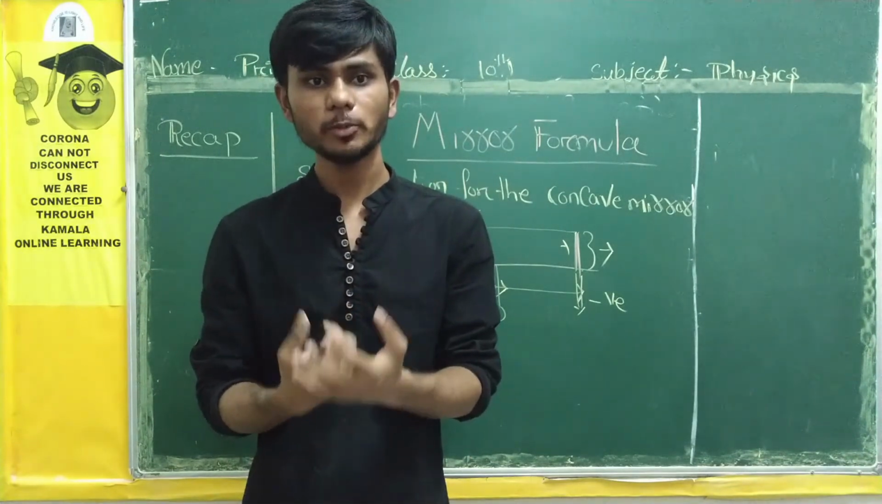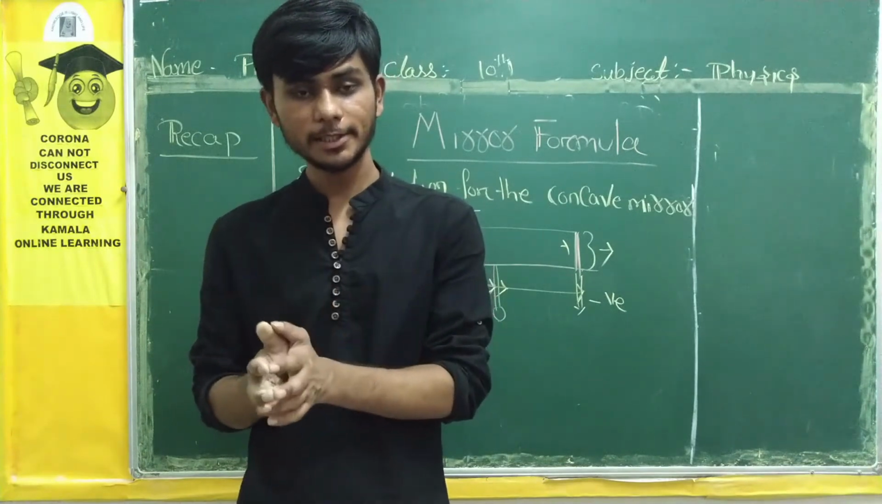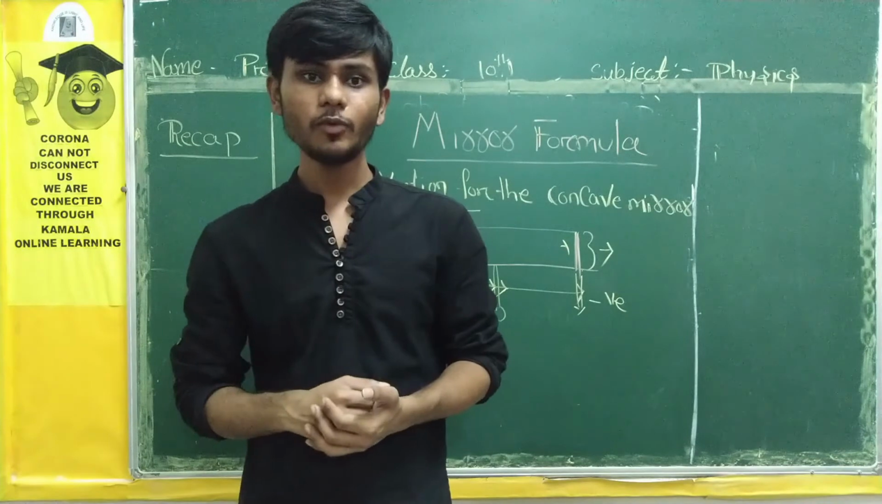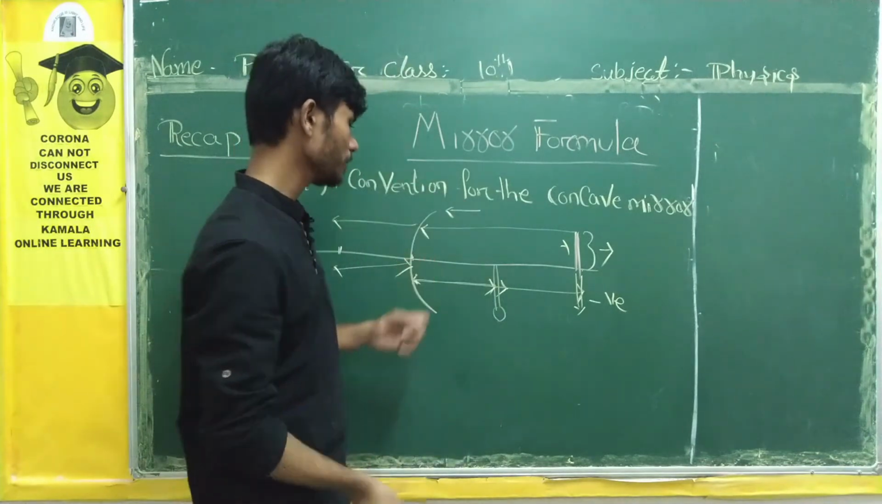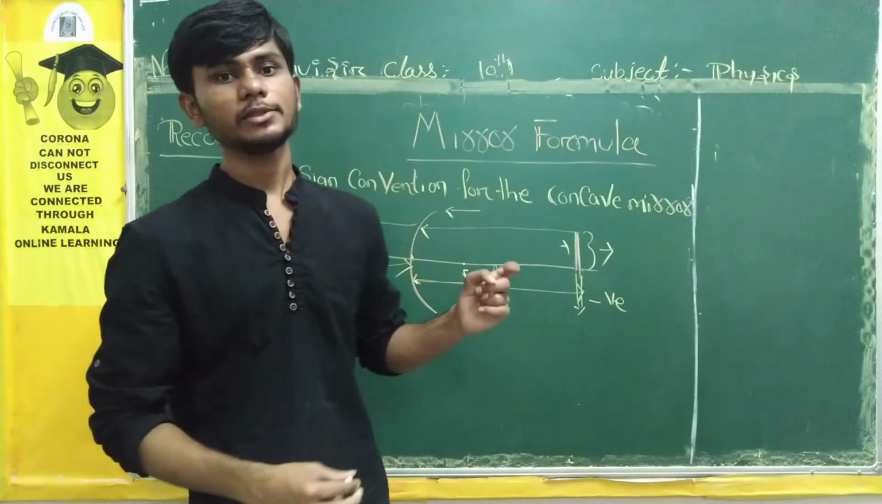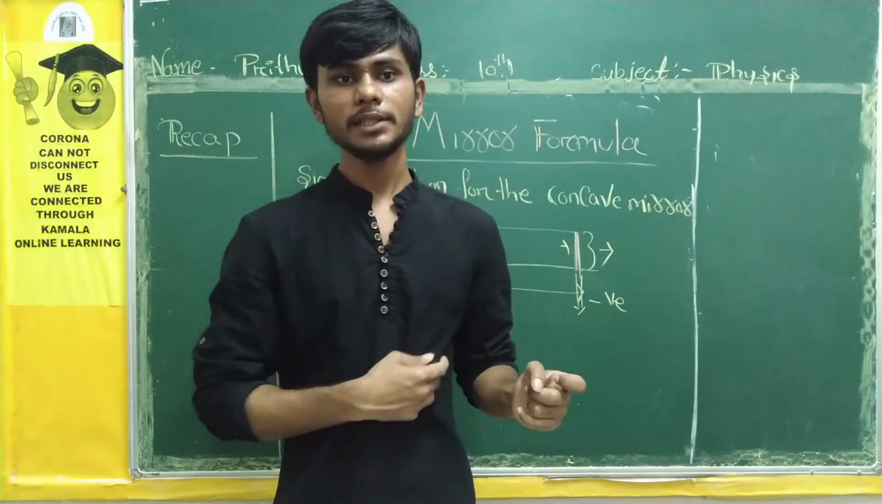It depends on the position. If it is in front of the mirror, then it will be negative. If it is inside the mirror, then it will be positive. Now focal length. Focal length for concave mirror is also always negative, because the focal length is in the real world, right? So focal length will also always be negative.